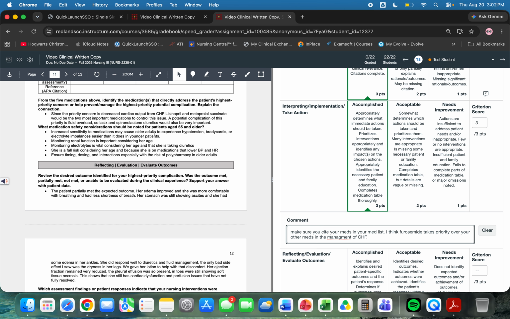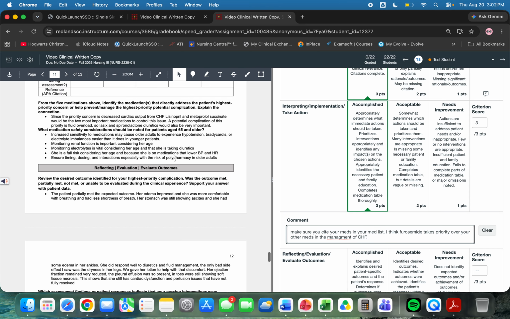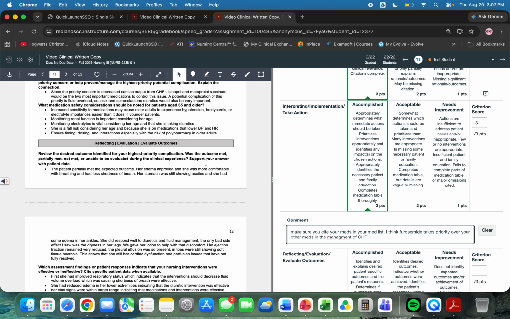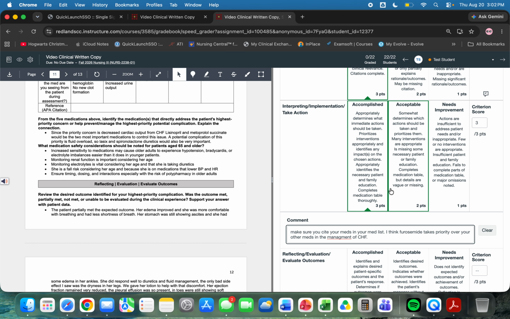If she's 65 and older, what med safety considerations should be noted for that type of patient? So increased sensitivity, we know that older adults often have increased sensitivity, renal function, electrolytes, fall risks, especially if she is taking furosemide and other medications that lower blood pressure. Those are things that we want to see pointed out, and she does a great job.